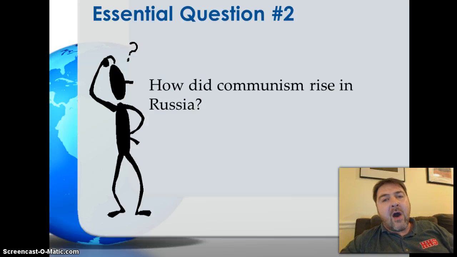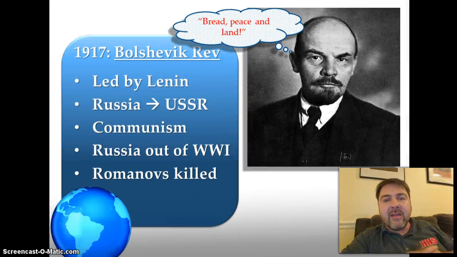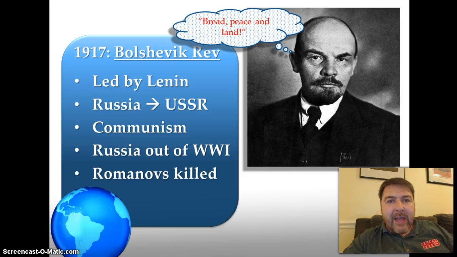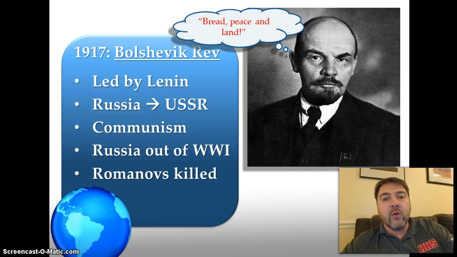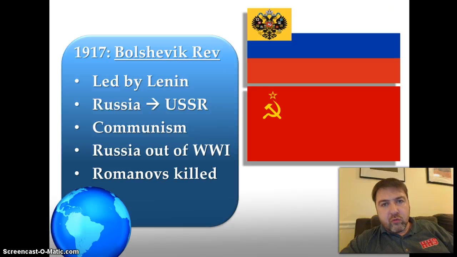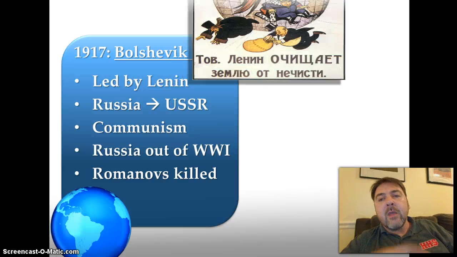Our second question is, how did communism, this idea that Karl Marx came up with, how does this take place and rise in Russia? And we'll look at this sort of as a timeline here. 1917, the Bolshevik Revolution. The Bolsheviks were the group led by Vladimir Lenin, and their promise of bread, peace, and land. Bread meaning food, peace being withdrawal from World War I, and land for those poor peasants was the promise of the Bolshevik Revolution.